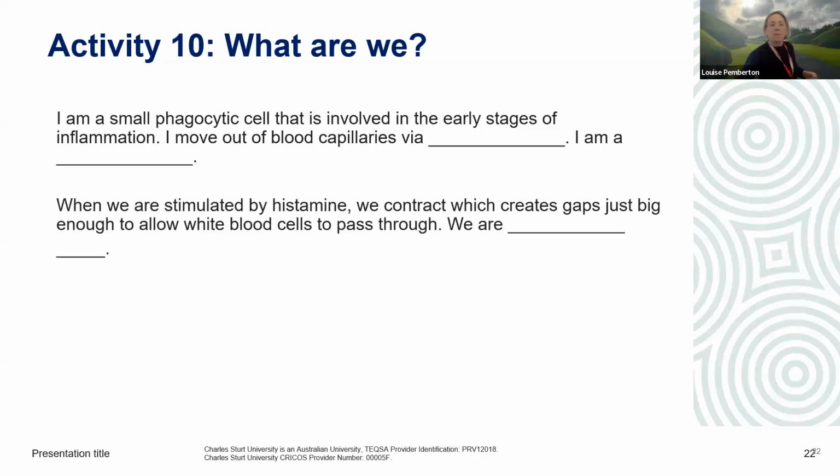Okay, the next one. When we are stimulated by histamine, we contract, which creates gaps just big enough to allow white blood cells to pass through. We are what? 2 words.